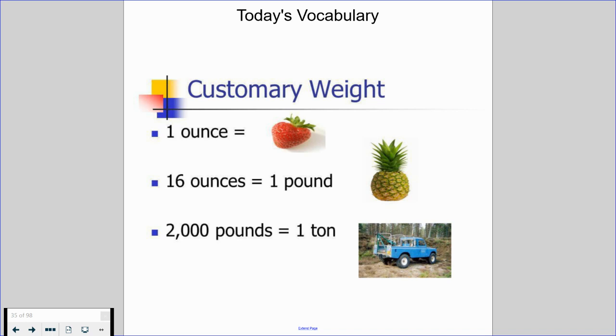Hi, everyone. We are continuing our work today in topic 13. We're going to move on from capacity and now focus on weight.